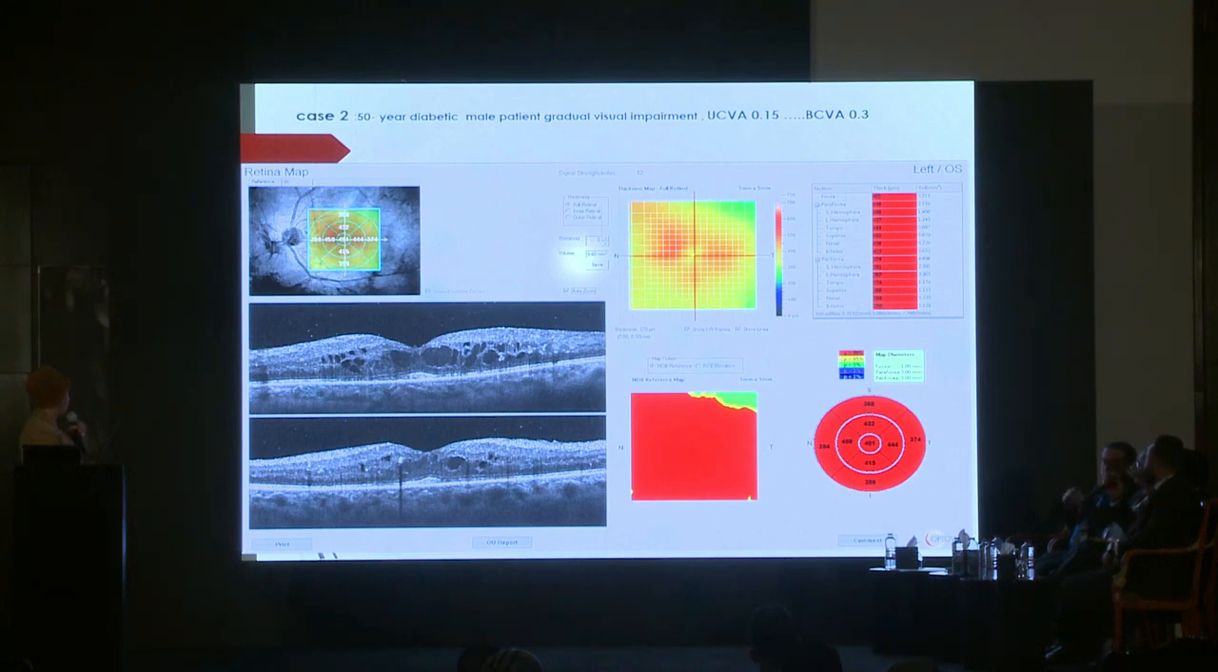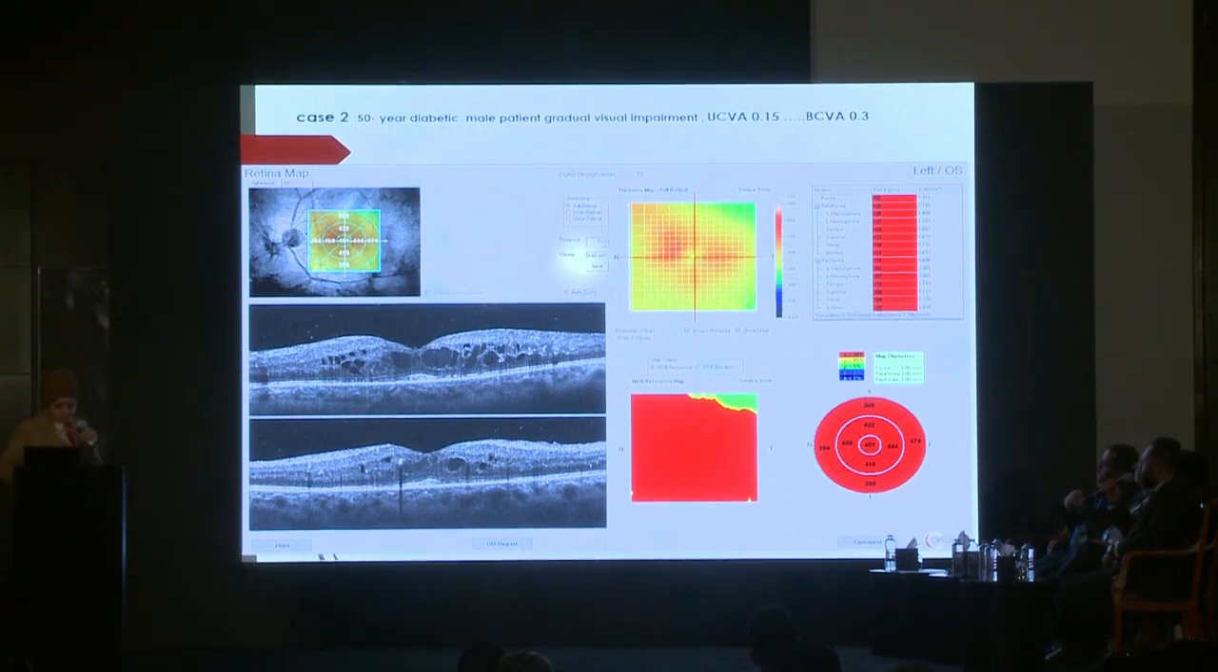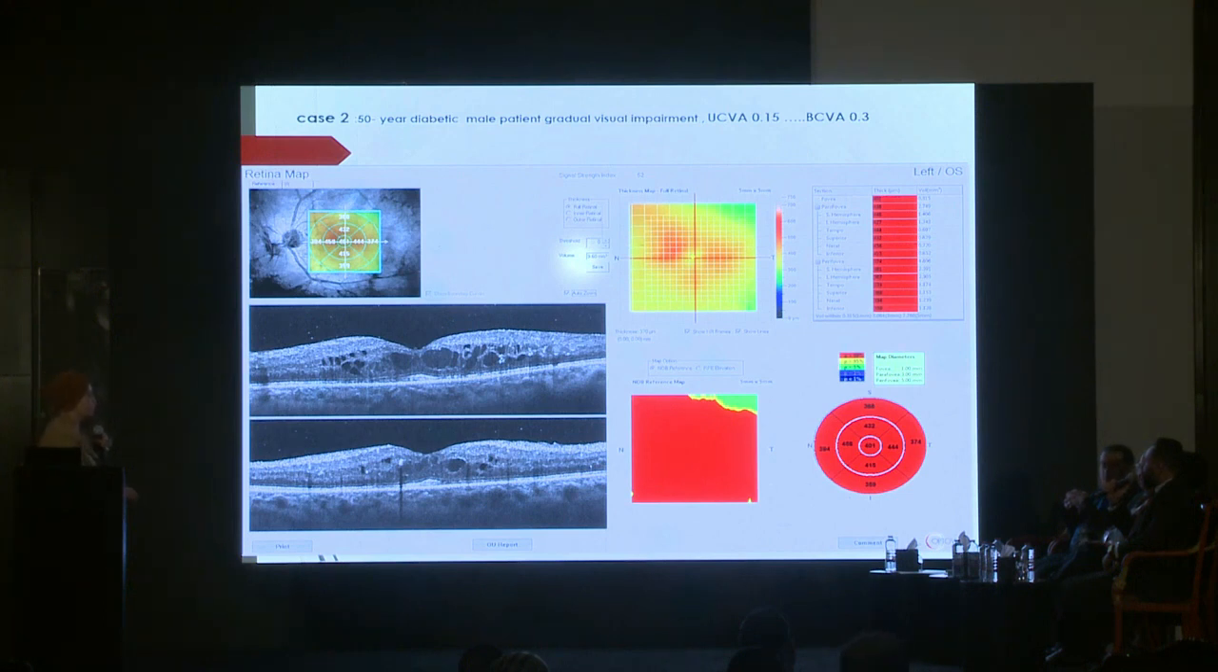This is the OCT of the left eye of this patient. It has all types of edema that we know: sponge-like, cystoid, subretinal. But the good thing is that she has a good external limiting membrane and the IS/OS junction is good. So in this case, it's a typical diabetic macular edema.